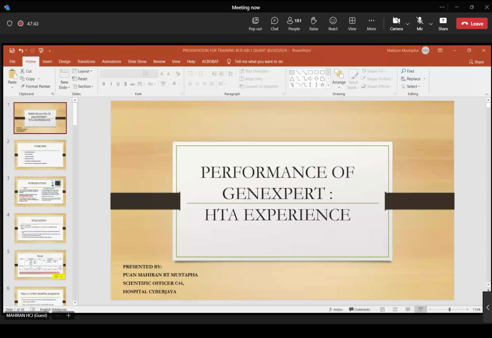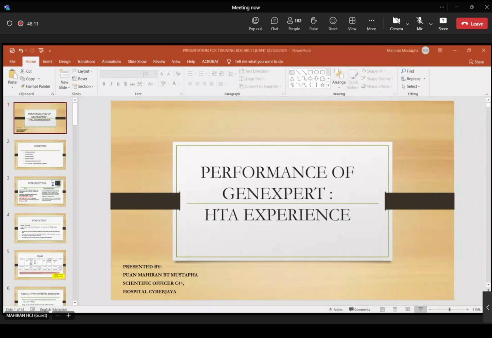So today I will present on performance of Genexpert HTA experience. Okay, Assalamualaikum dan selamat pagi. Hari ini overview saya akan melibatkan introduction, evaluation, verification, correlation, Eukenicas performance and lot-to-lot verification report.